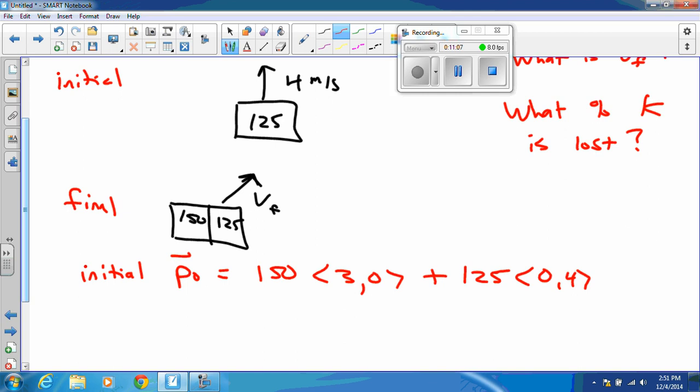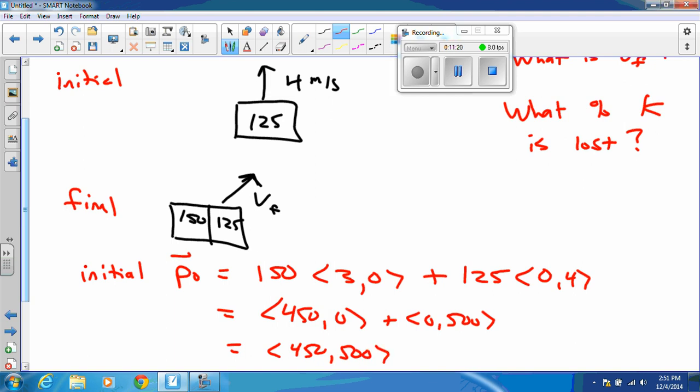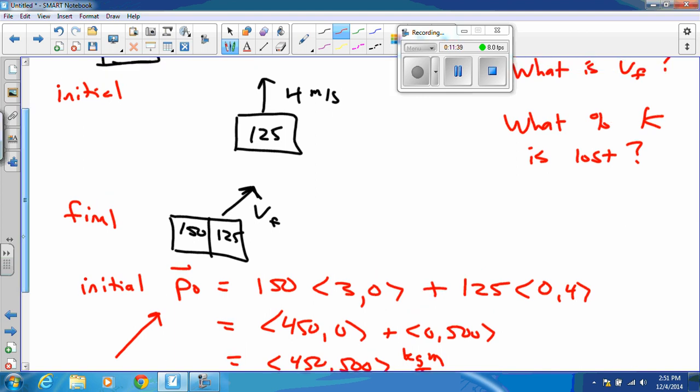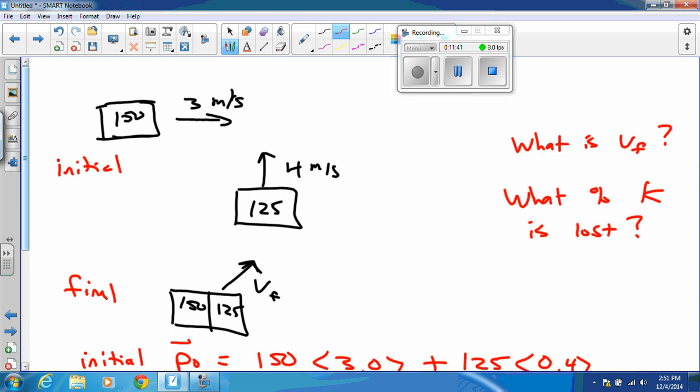Okay? So now that we've got this, then we have 450, 0, plus 0, 500. And this is kilogram meters per second, of course. This is the momentum of the entire system of the two football players taken together. The momentum of the entire system is pointing this way. You see what I'm saying? In other words, this fellow contributes some over, that guy contributes some up, and the whole system together is like that.